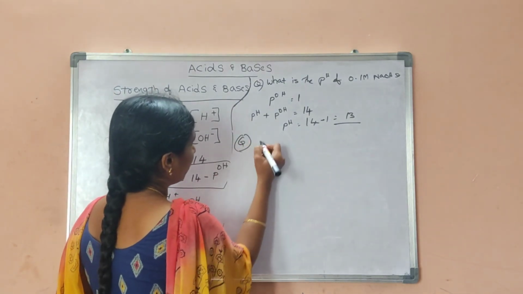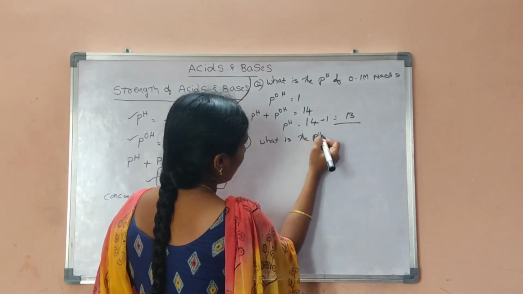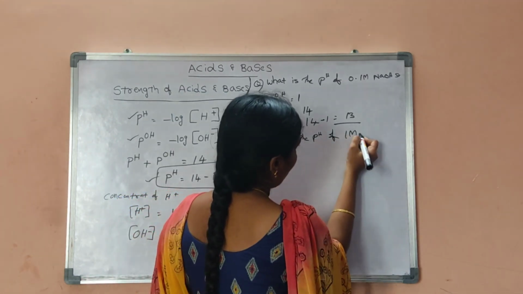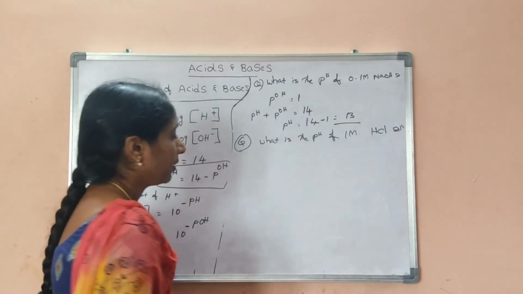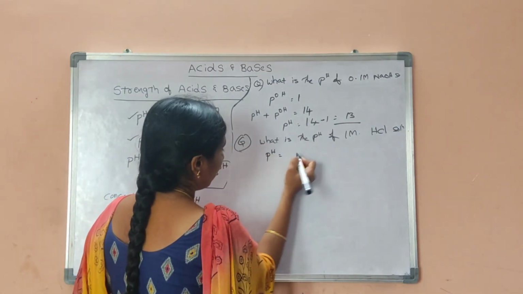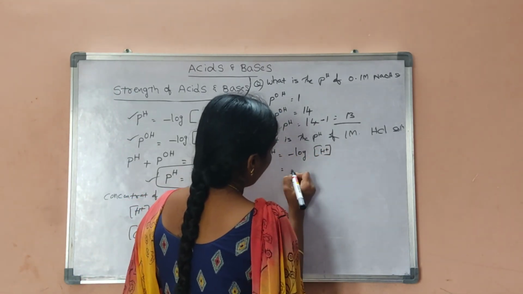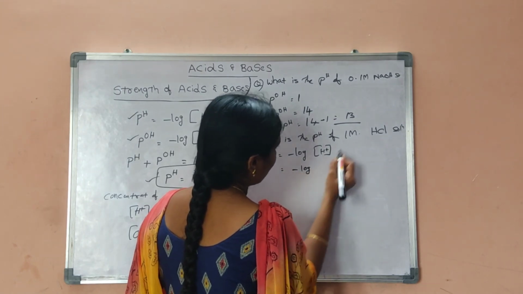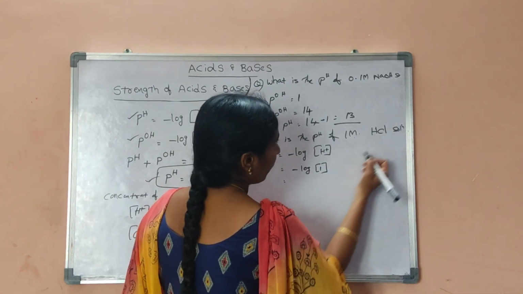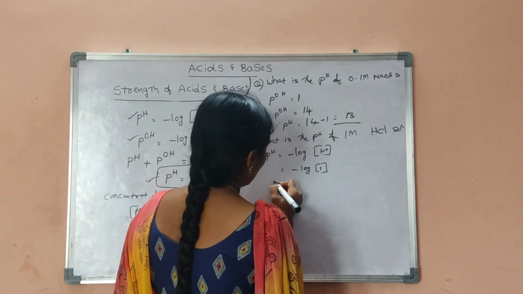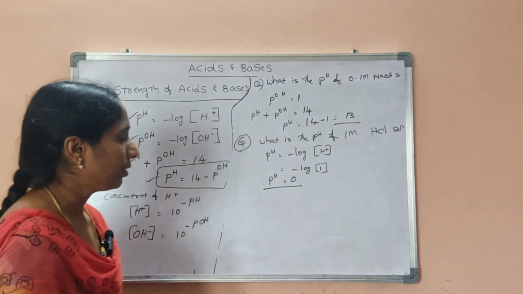Next question. What is the pH of 1 molar HCl solution? Okay? What is the formula? pH equals minus log H plus ion concentration. Here, minus log, what is that? 1. Log 1 value is 0. So, pH equals 0. Okay?